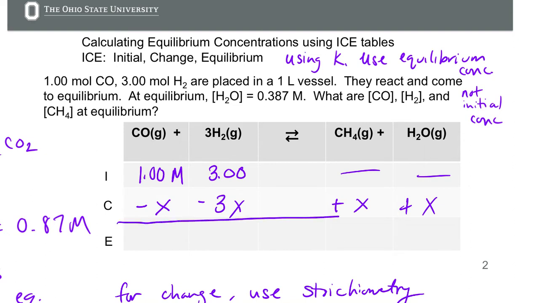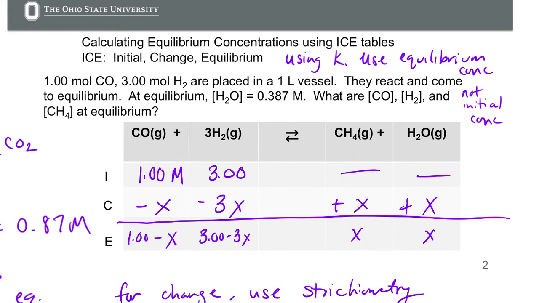Okay, so then at equilibrium, here I like to draw a line to remind myself that I'm going to be doing some math in a column. So at equilibrium, our concentration of CO is 1 minus X moles per liter. I'm going to leave off my unit for now. For H2, I'm going to have 3 minus 3X. For methane, I'm going to have X moles per liter, and the same for H2O, for water.